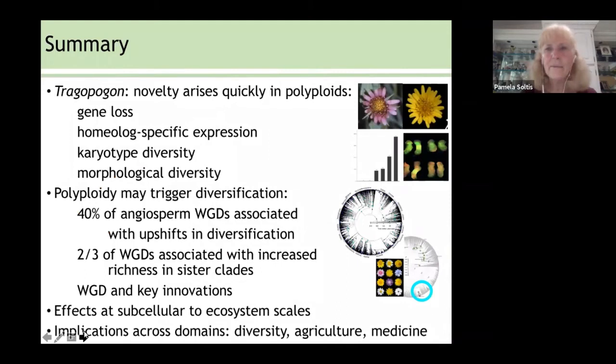So to summarize, from our work in Tragopogon, we've shown that novelty arises quickly in polyploids. We see evidence for gene loss, homolog-specific expression, karyotype diversity, morphological variation, also some ecological variation, which I didn't share with you. And polyploidy may trigger diversification. Again, about 40% of the angiosperm whole genome duplications are associated with these upshifts, but that's not significant overall. But 2/3 of the duplications are associated with increased species richness relative to their sister clades.